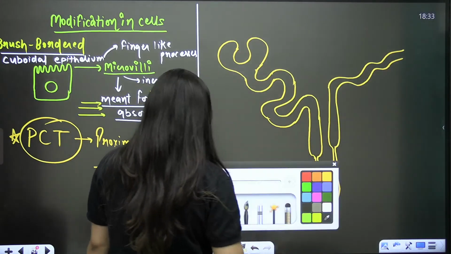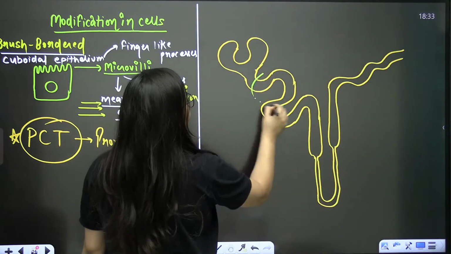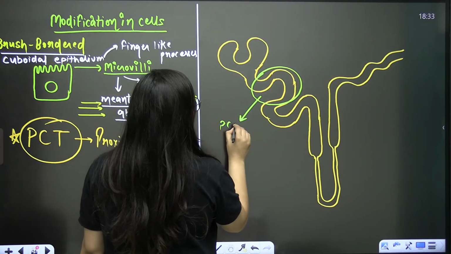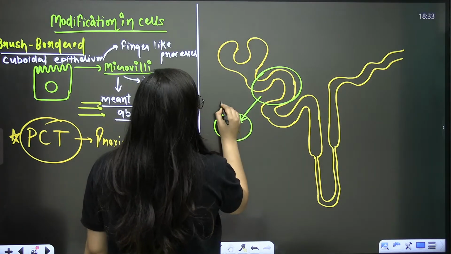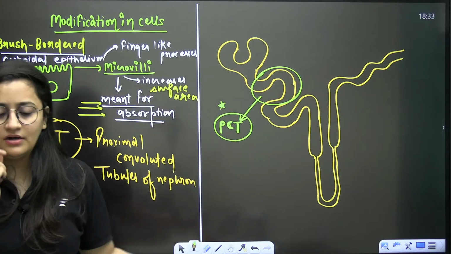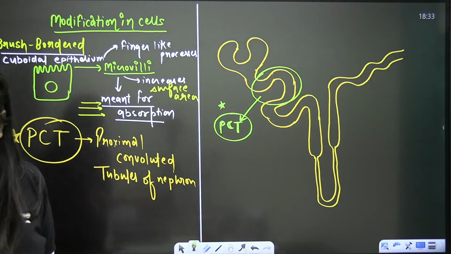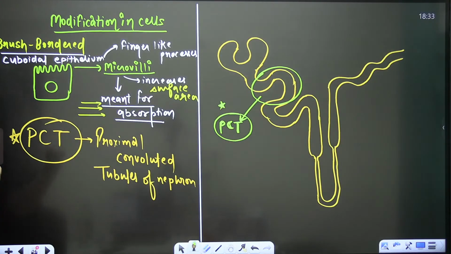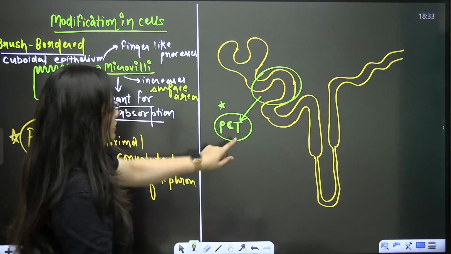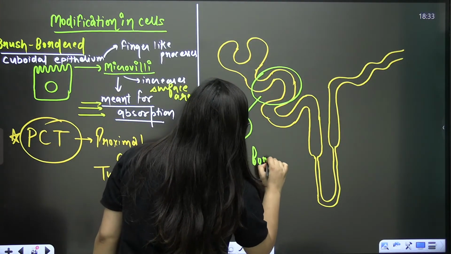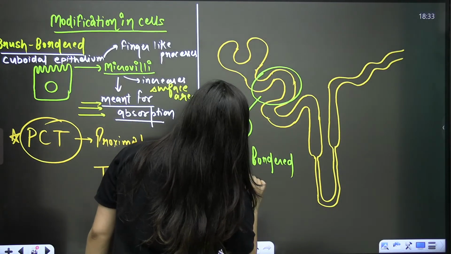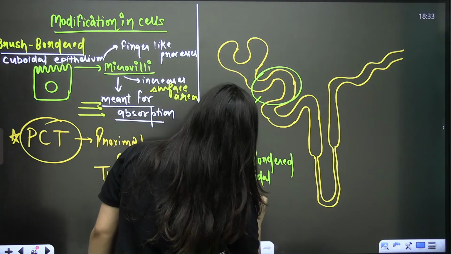Okay, so here in this PCT, in this proximal convoluted tubule, you will see the brush bordered cuboidal epithelium. Why? Because 70 to 90% of absorption will be done here. Clear? So PCT is the example. In the case of the nephron, here you will find brush bordered cuboidal epithelium. Clear?